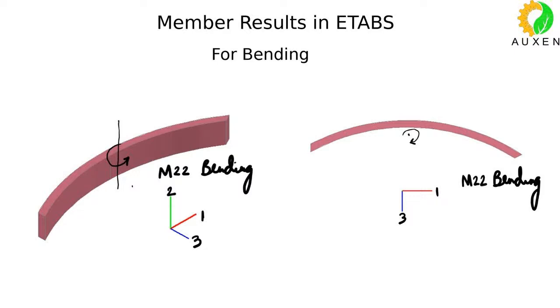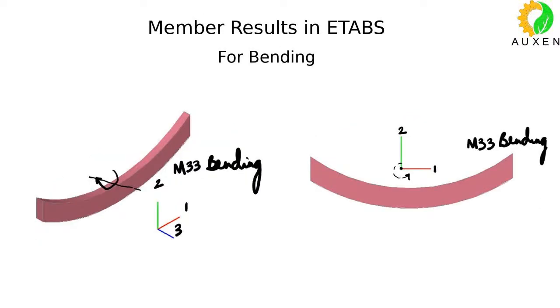Any confusion till now? I think this is quite clear, isn't it? So this is the minor axis bending. Then this is how your major axis bending would look like, and we will call it the M33 bending in ETABS. So we will be using the right hand thumb rule, as I told you, for bending.